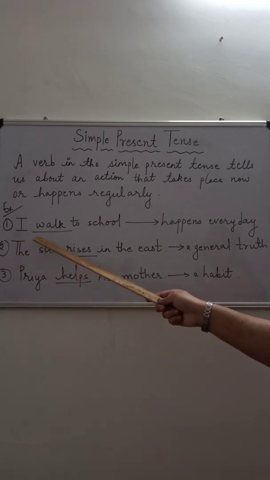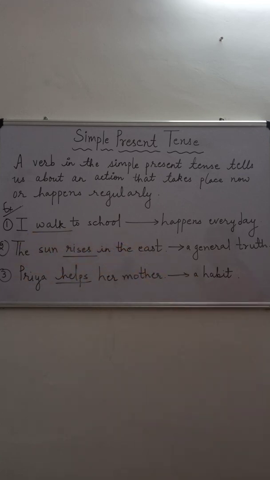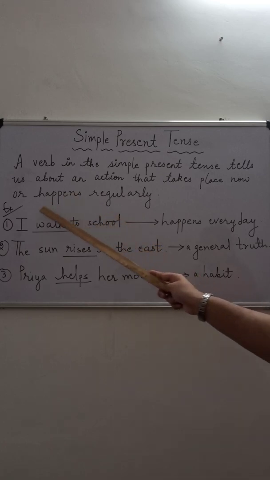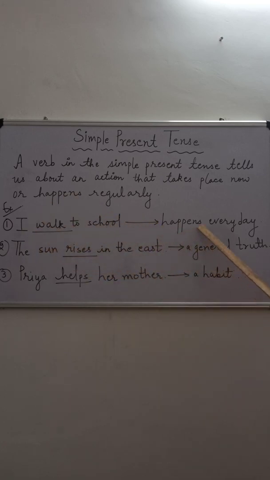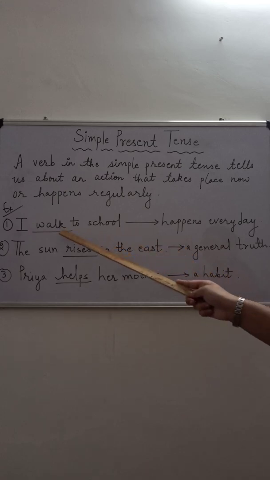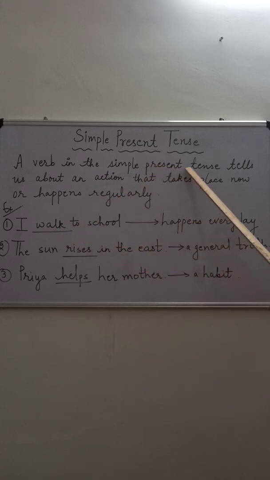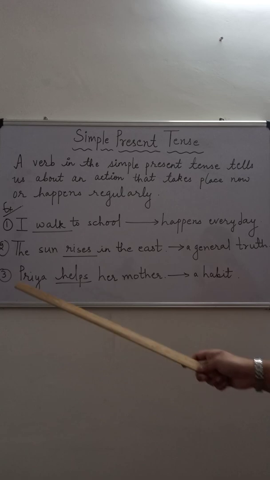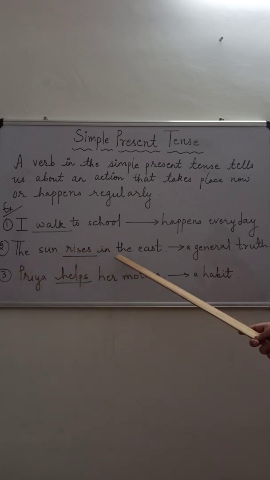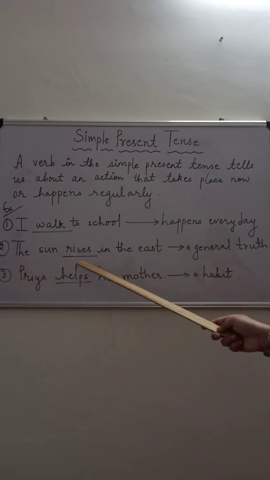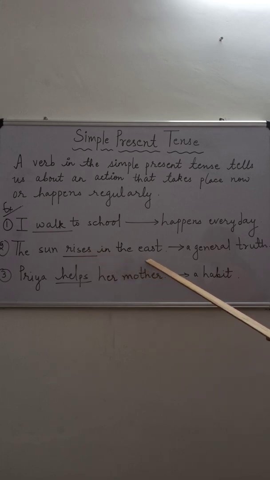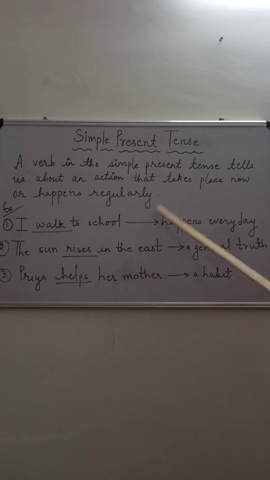Example number 1. I walk to school. Now this sentence is stating something that happens every day. So walk here will be in the simple present tense. Second, the sun rises in the east. Now this statement is a universal truth. It is a general truth. We cannot change this. The sun always rises in the east. It is a truth. So this statement is in simple present tense.